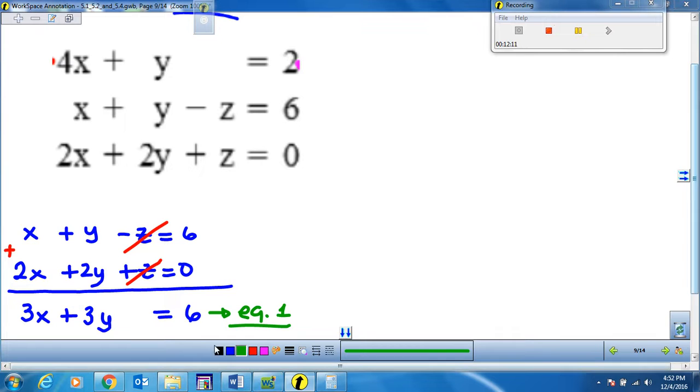Then I have to use the one that I have not used, which is the first equation with one of the other two.